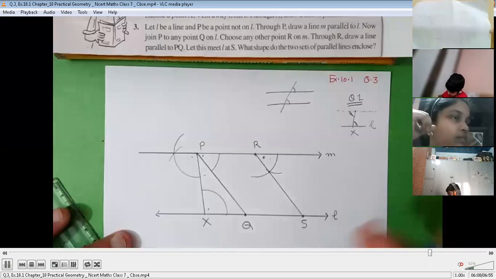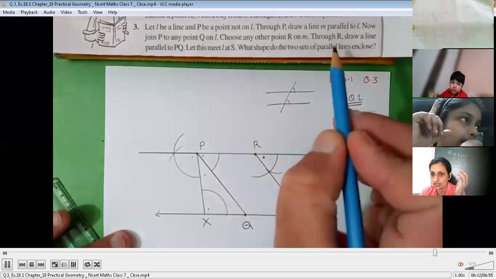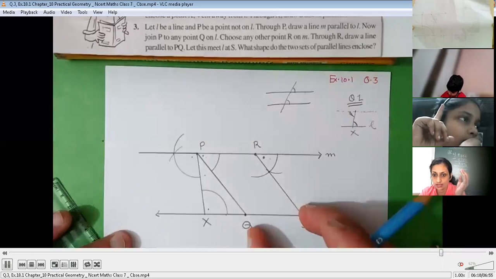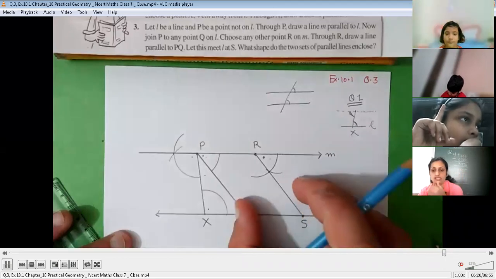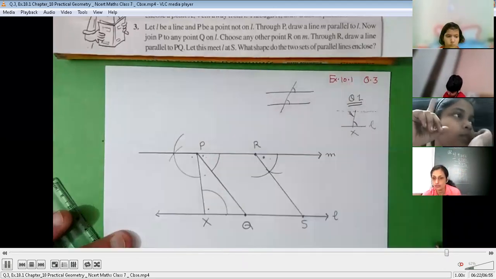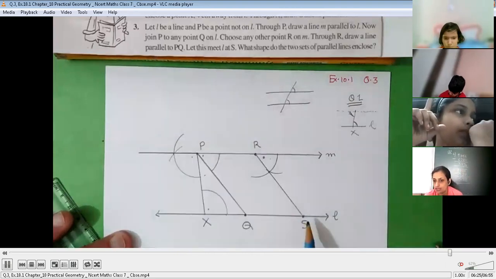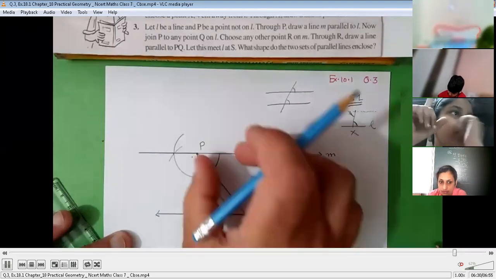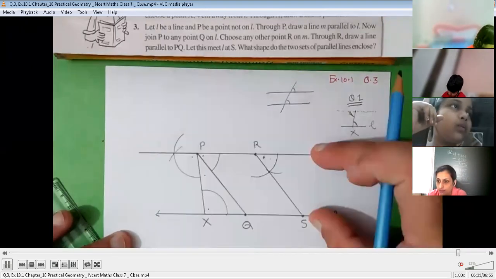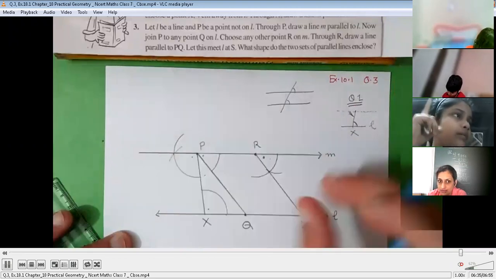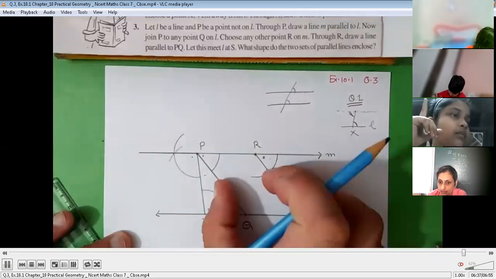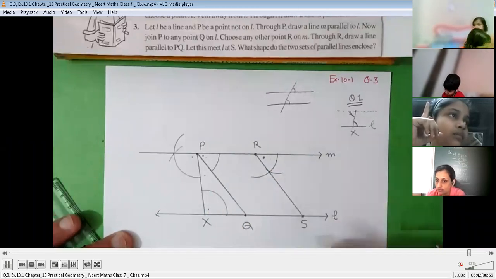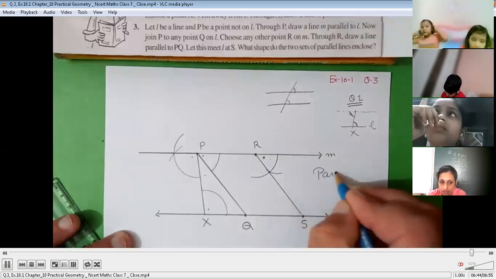Wait, I'm checking yours. Then you have to tell me the shape the two sets of parallel lines enclose. Which shape will it be creating? These are two parallel lines. PQ is also parallel to RS and PR is also parallel to QS. This is your parallelogram now. Yes, Swastik, you're right. The shape it is creating is a parallelogram. So PQ and RS, and PR and QS are parallel lines, so it will be a parallelogram. Write that it is a parallelogram.